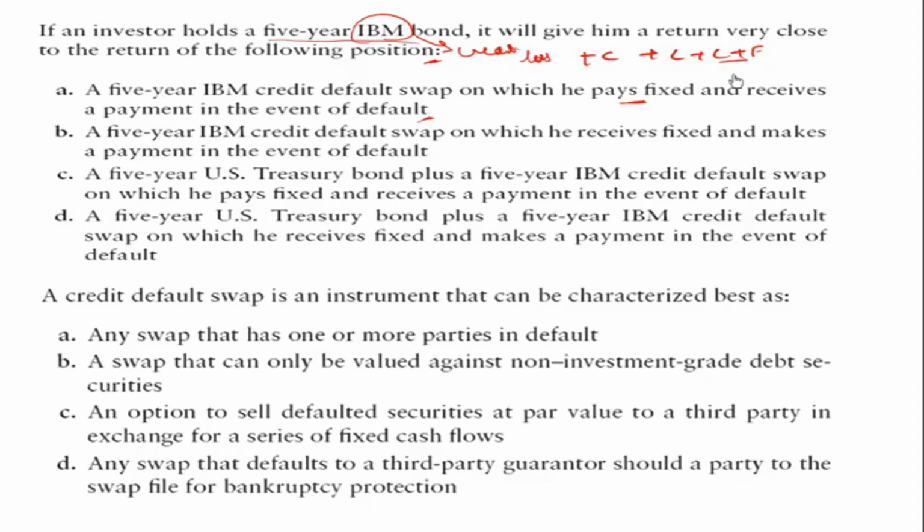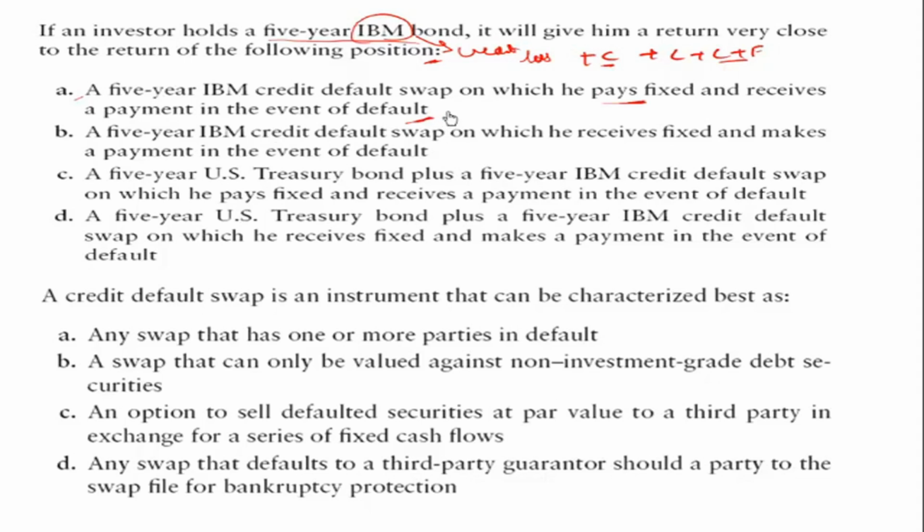So to replicate this position, if he holds a 5-year credit default swap on which he pays fixed and receives a payment in the event of a default, that's like buying the protection. Now in this case, there is a risk of default.